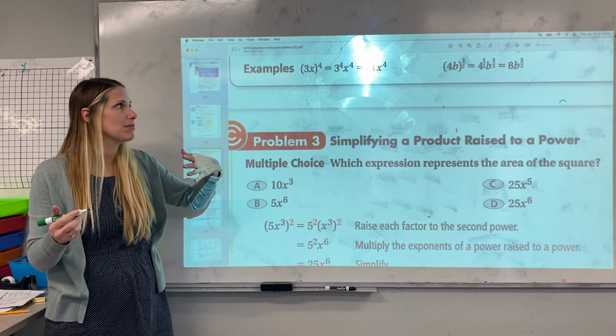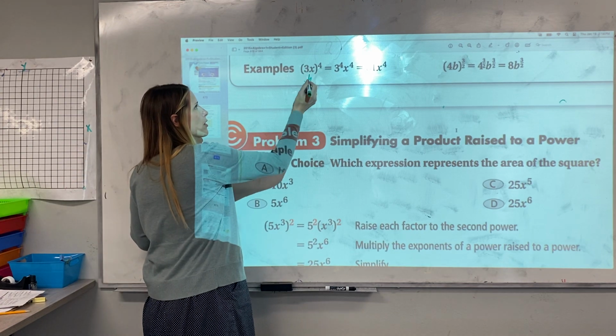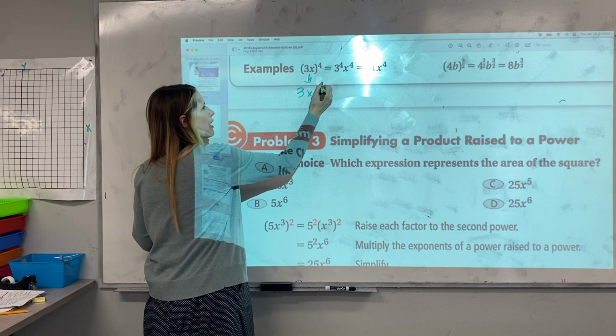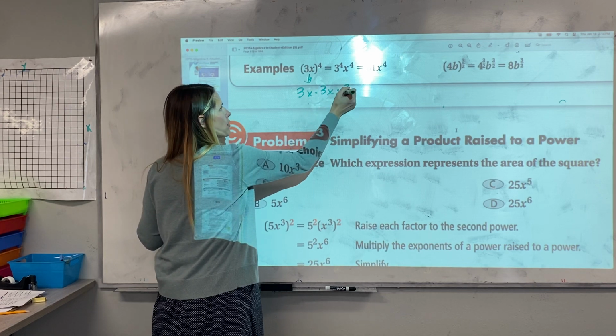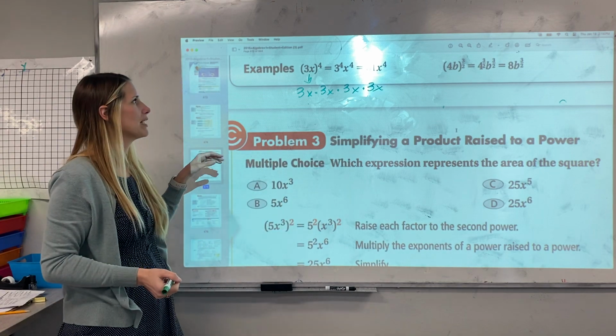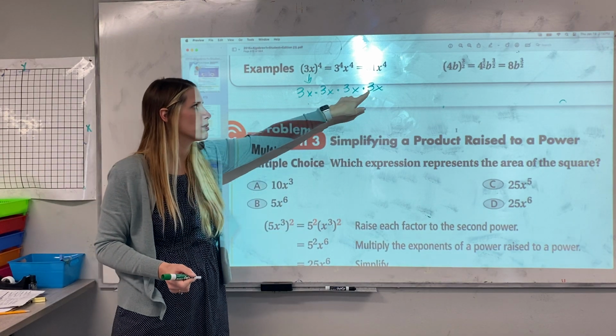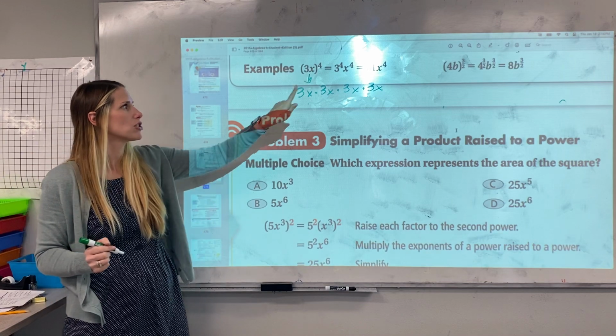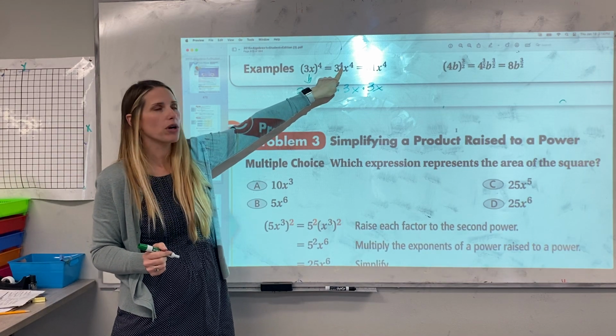So that literally means 3x times 3x times 3x times 3x. How many times is 3 being multiplied times itself? 4 times. 3 to the 4th power.